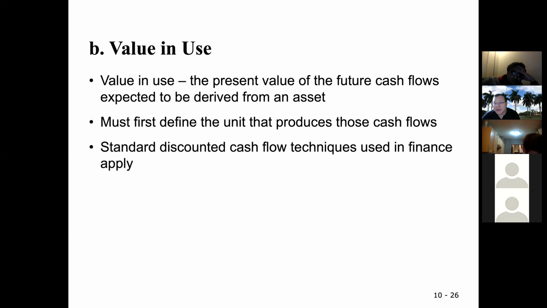Value in use is the present value of the future cash flows expected to be derived from an asset. We have seen that, and we did the calculation together. You must first define the unit that produces those cash flows. Does this unit have 2 machines, 3 machines, or only 1 machine generating those cash flows? Discounted cash flow is a standard technique used in finance. You have done that a lot in the finance course, right?